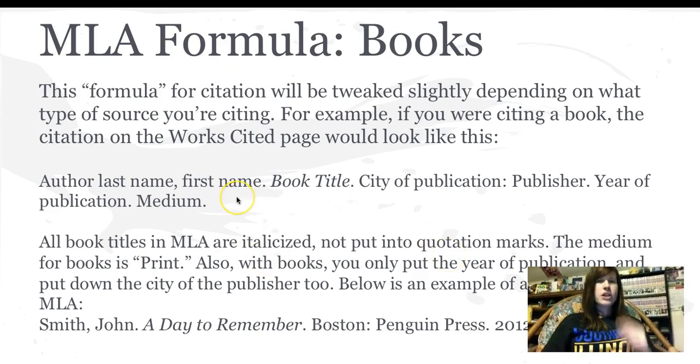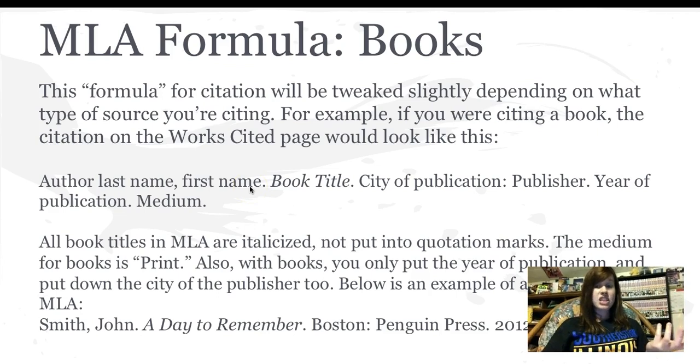All right, so for books, this is how you would cite it. So I gave you guys the citation for our textbook. This is what I went off of. The author's last name, then first name, title of the book in italics here. With a book, you put down the city of publication, then the publisher, the year, and the medium. And then I've got my little example down here. All right. Books are fairly easy and straightforward, but I'm going to guess that most of you are probably going to use a web source. So I'm going to skip ahead to that.